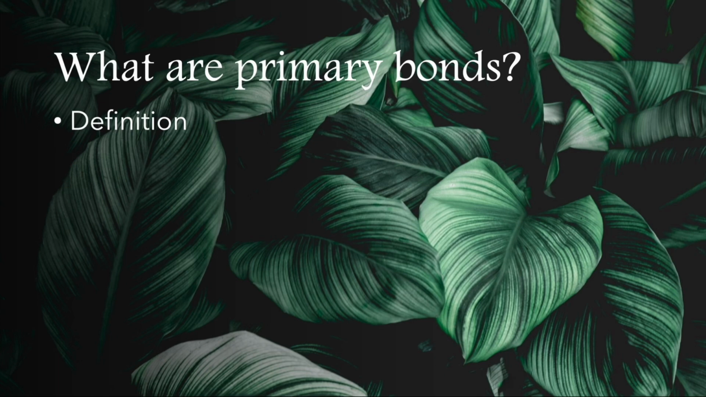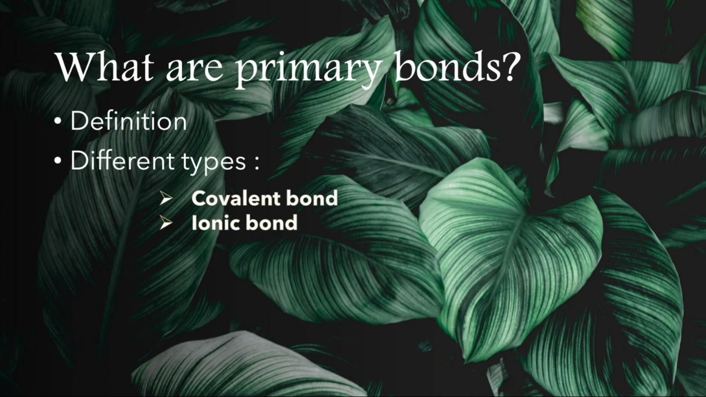Now, let me give you a tip. When we say intramolecular, it means within a molecule, and when we say intermolecular, it's between molecules. Okay? Now, what are different types of primary bonds? We have covalent bond, ionic bond, and metallic bond. Okay? So, what's a covalent bond?